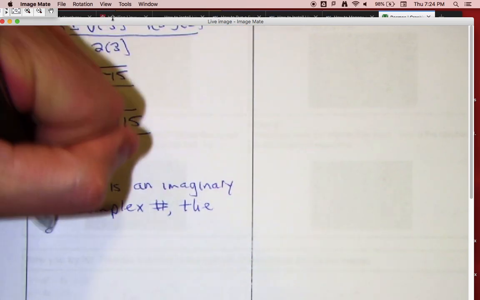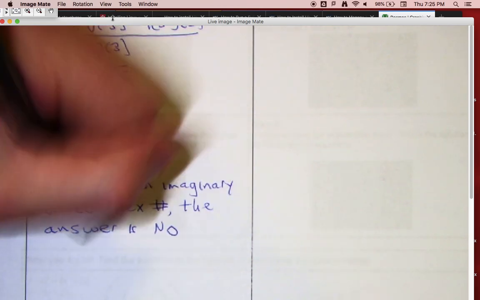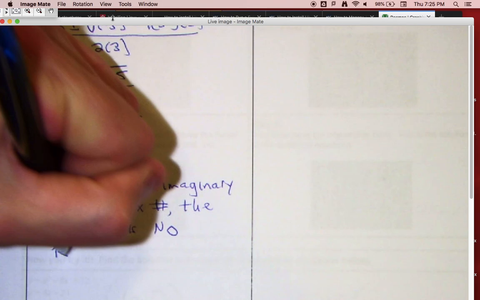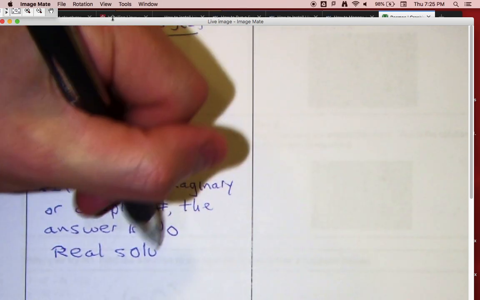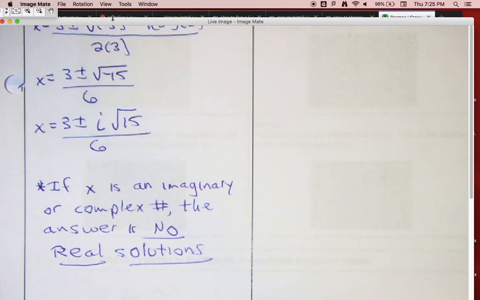The answer is no real solutions. All right, so those are your 3 steps.